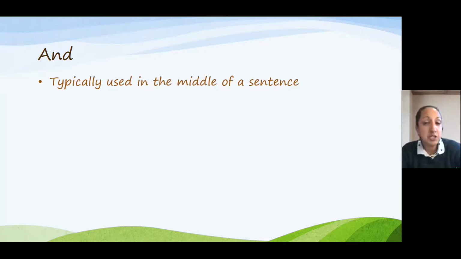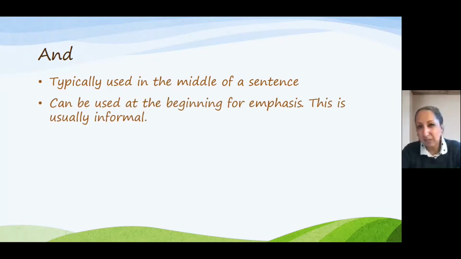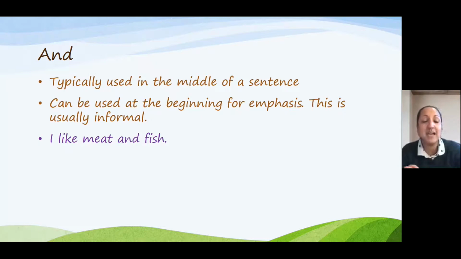Let's start with and. It's usually used in the middle of a sentence. It can be used at the beginning of the sentence for emphasis, but it's usually quite informal. We use it to connect two ideas or two clauses. For example, I like meat and fish. You could think of this as being short for I like meat and I like fish. But we don't have to repeat the I like again.